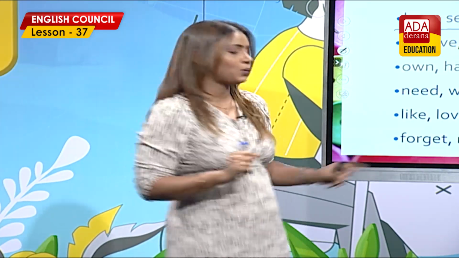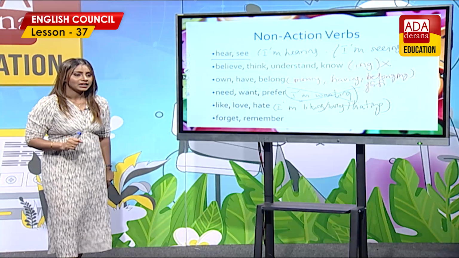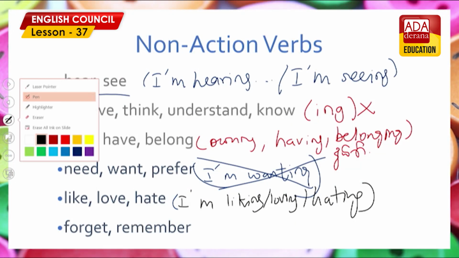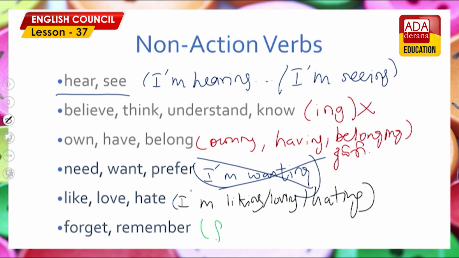Okay. So next one, the final row. Forget, remember. So you won't say I'm forgetting. Okay, God. Don't say I'm forgetting your name. Some people say that, but don't say like that. No, no, no, no. You either forget or you don't forget. That's it. You won't say I'm forgetting.